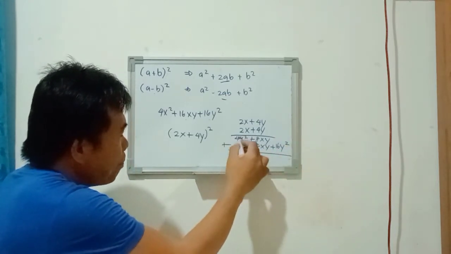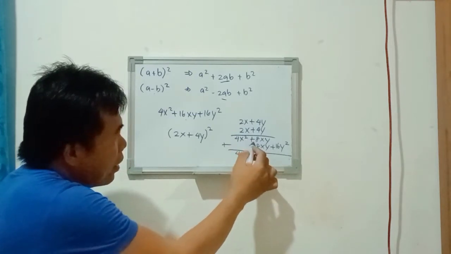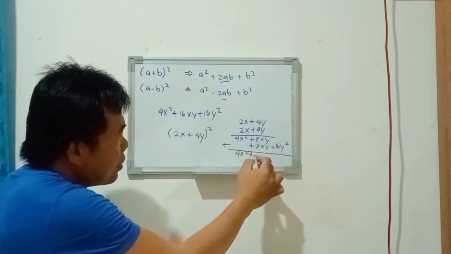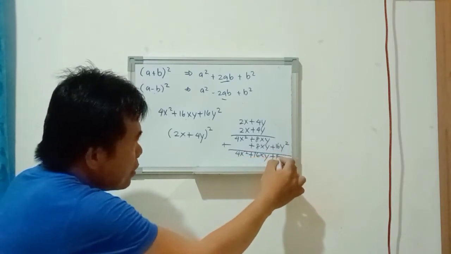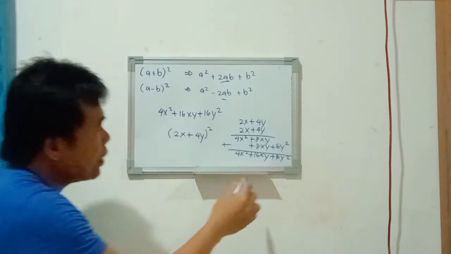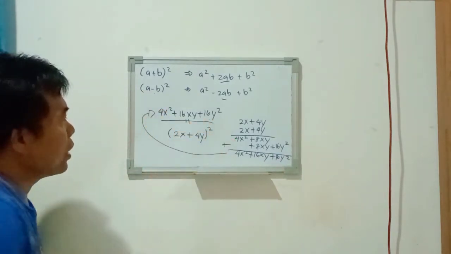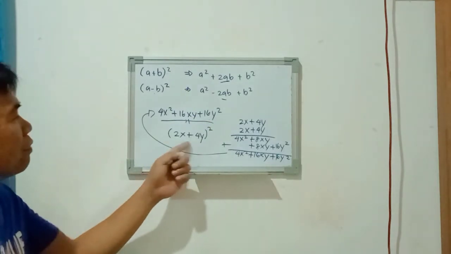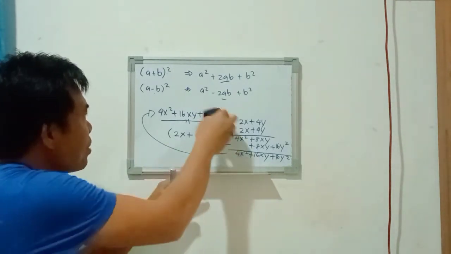So to sum up, 4x squared plus 8xy plus 8xy is 16xy. Then bring down 16y squared. So it's the same as this trinomial. Therefore, our factored form is correct. Okay, let's try another example.